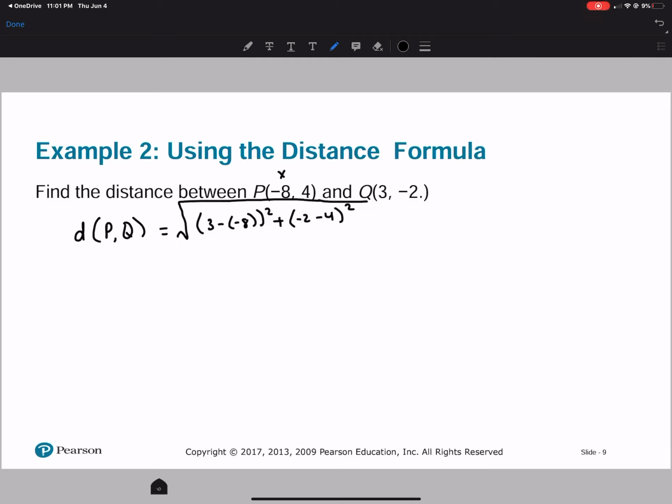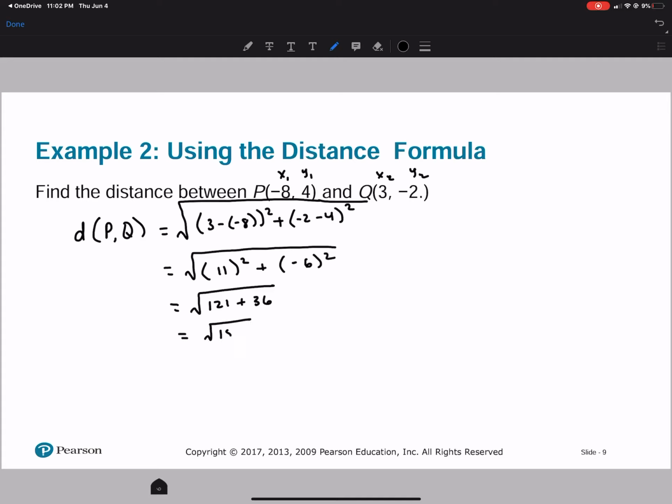Because if I use this as x1, y1, and x2, y2, therefore, I'm going to have the square root of what? That's going to be 3 plus 8, which is going to give me 11 squared, plus a negative 6 squared. Then I have the square root of 121 plus 36. Then when we add that together, we got the square root of 157.